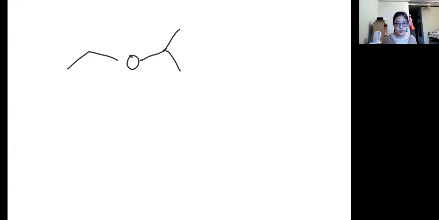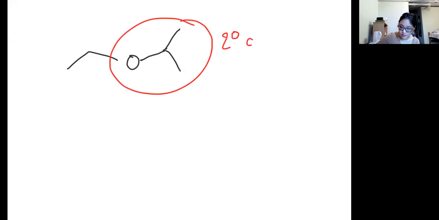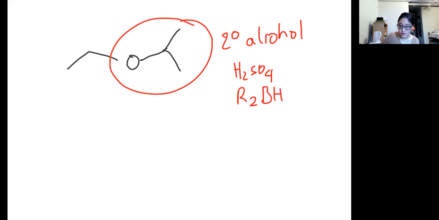So I guess my first question is, when you see a problem like this, I think the most helpful thing is to realize that this part is a secondary alcohol. So if we're going to attach it, that means we can't just do SN2, H2SO4. That won't work because that only works for primary alcohols. We can't do R2BH because this is only H2O. It's only primary or H2O.